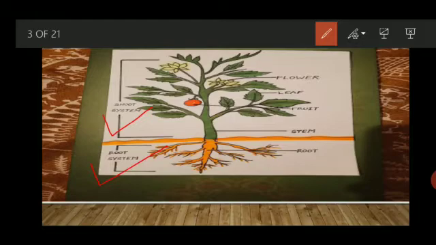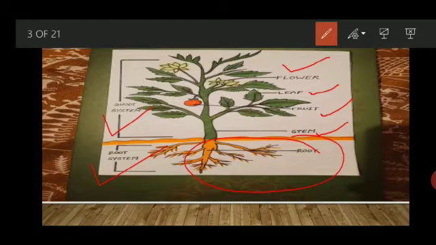In this shoot system you can see there are so many other different parts, like number one, flower, number two, leaf, number three, fruit, number four, stem, and the part that is inside is called root. So you can understand in a very easy way with the help of this diagram.